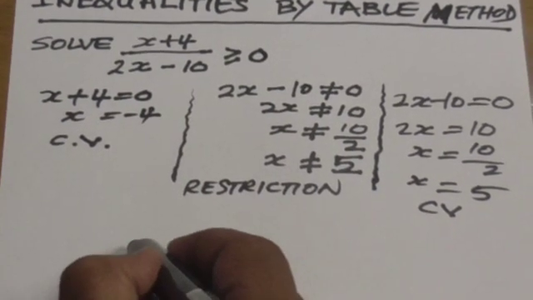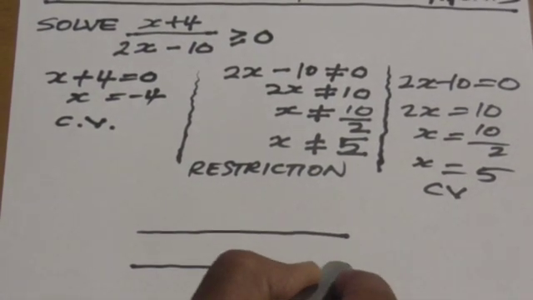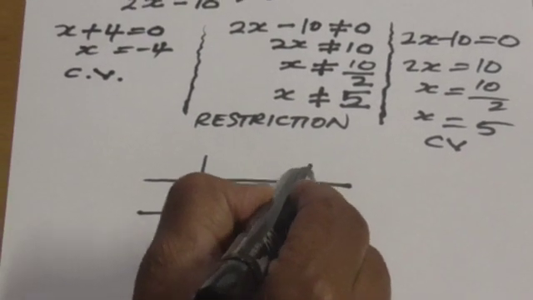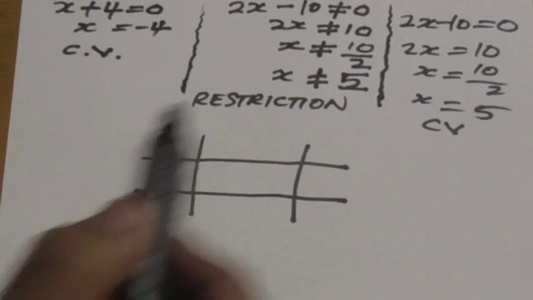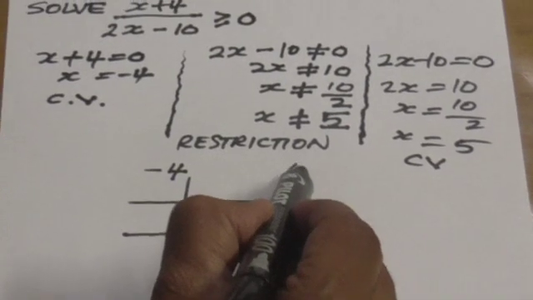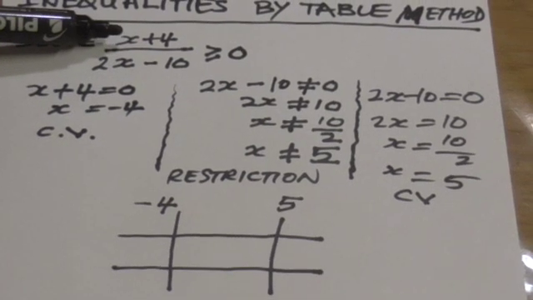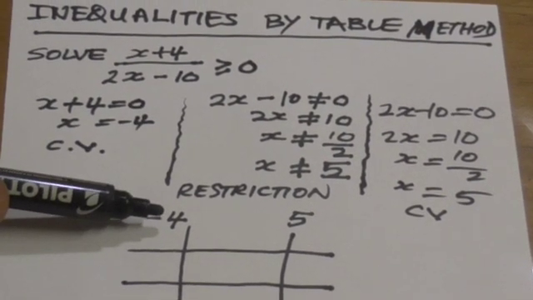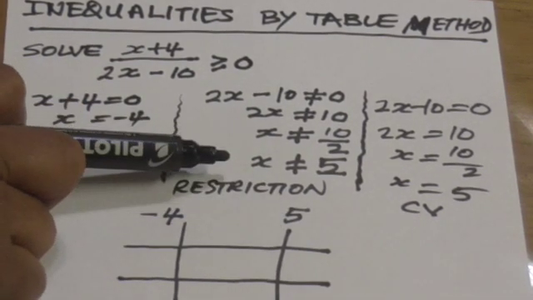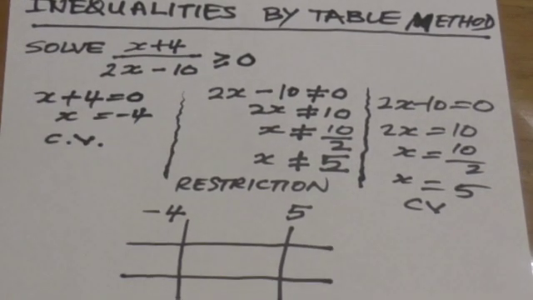So what we do, we draw a table of values as follows. We draw two lines because there are two critical values. Two lines horizontally and two lines vertically. Put these numbers exactly how they appear on the number line. So negative 4 will go here and 5 will go there. Take that, equate it to 0, find the critical value. But please make sure you write down the restriction. Restriction is that x must not equal 5.